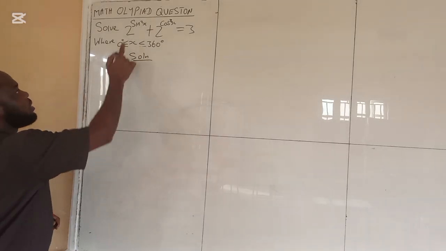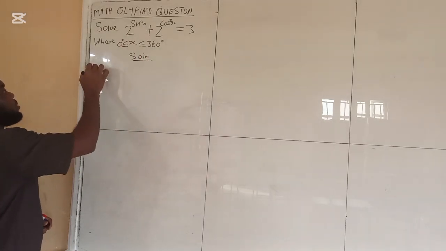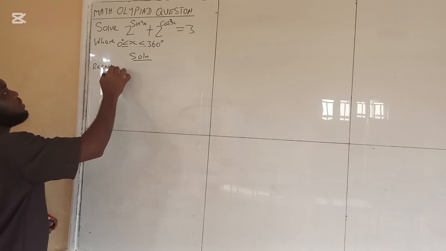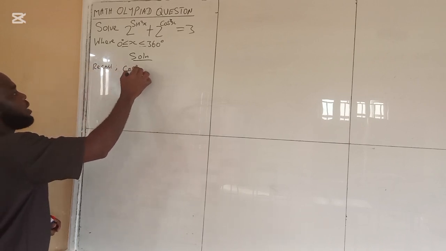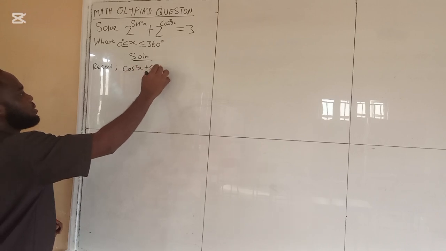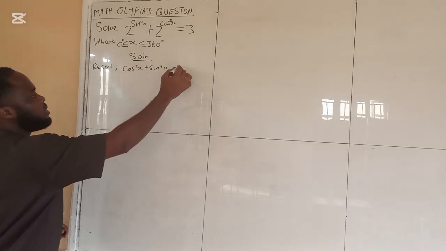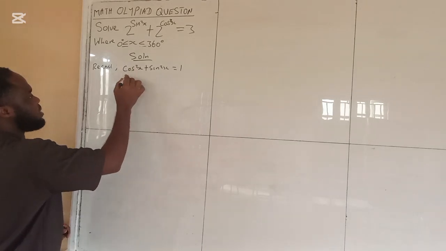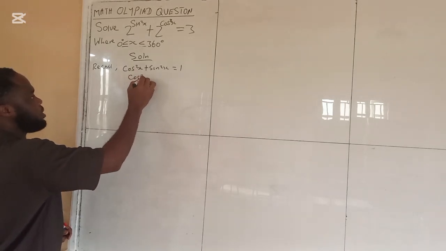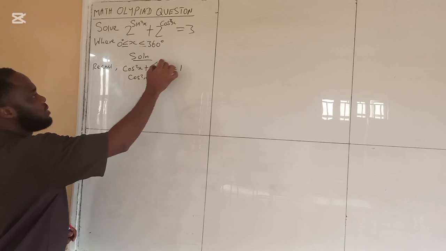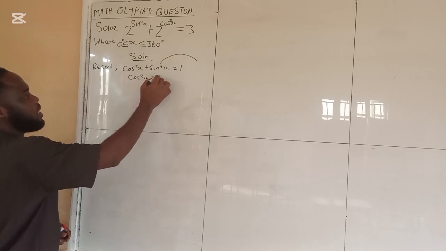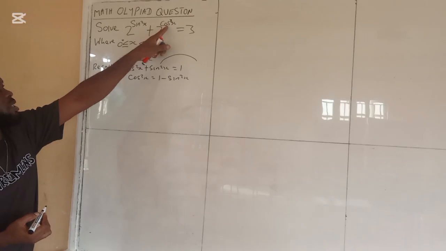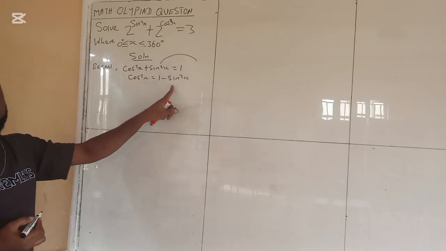Solution. Now, recall that cos square x plus sine square x is equal to 1 from trigonometry. So when we make cos square x the subject of the formula and move this to the other side, we have 1 minus sine square x. Now replace this cos square x by 1 minus sine square x.